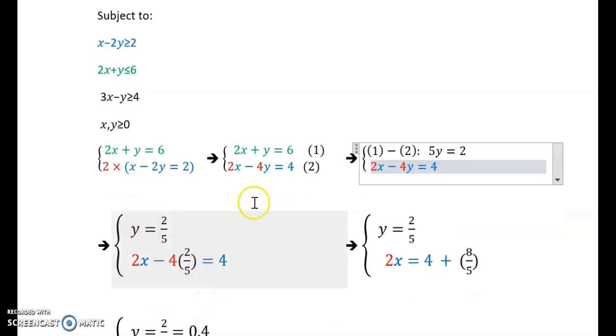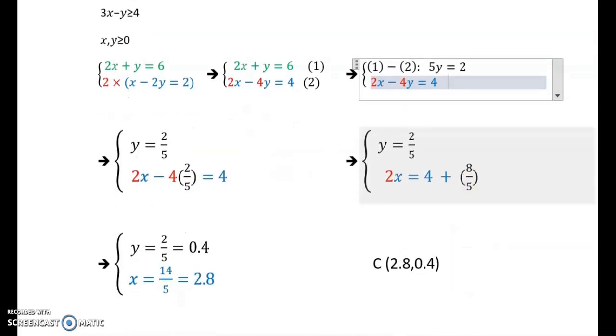5y equal to 2, this means that y is equal to 2 divided by 5, and we plug in that value in the second equation. We get that y equal to 2 over 5 and x is equal to 14 over 5, or 0.4 and 2.8. So the third feasible solution is 2.8, 0.4.